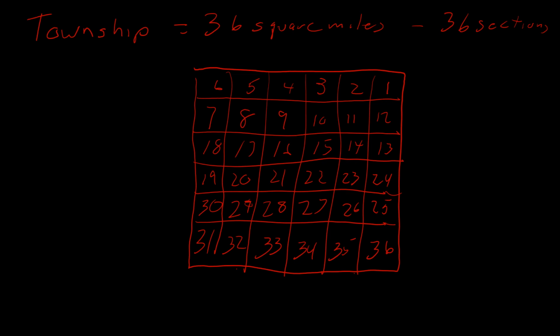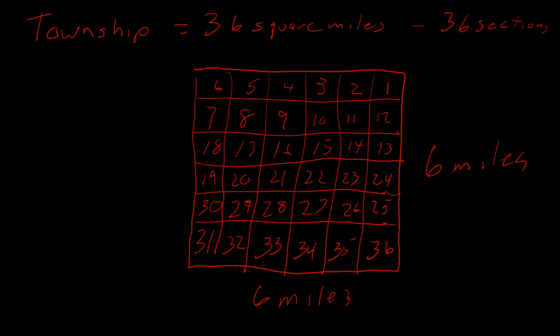Okay, so that's how a township is numbered. So 36 square miles, or it's kind of a square 6 miles by 6 miles. So a fair size area.